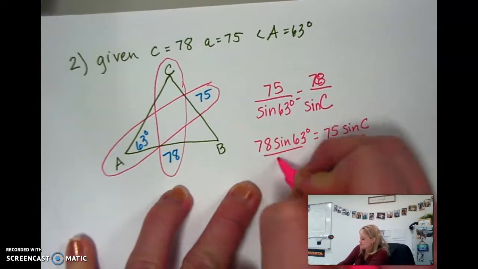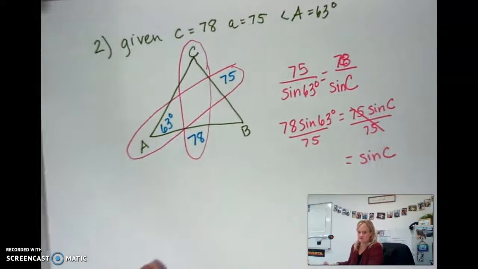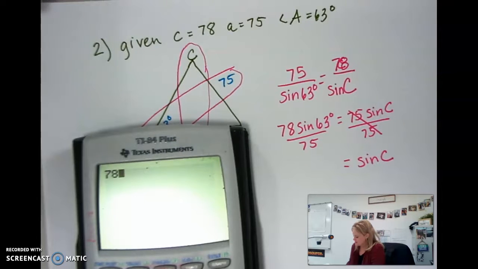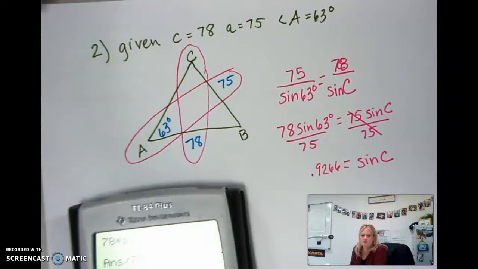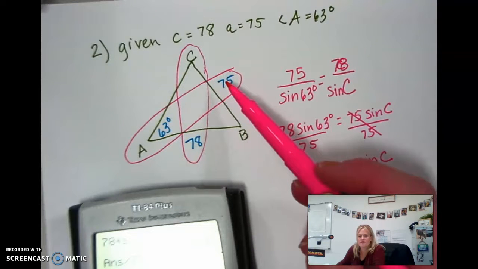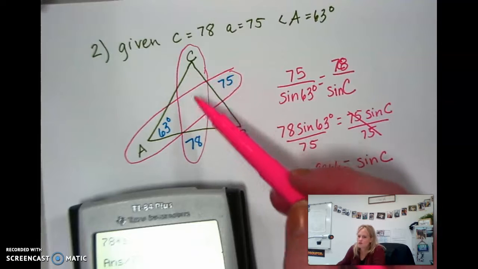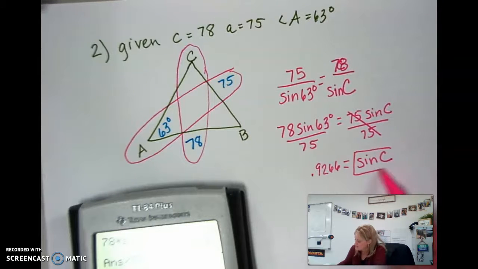And I'm going to divide both sides by 75, and I'm going to be left with the sine of C. So 78 times the sine of 63, then divide by 75, and I get 0.9266. Well, that doesn't really make sense, does it? Does it make sense that this was a 63 degree angle and it opens up to 75 feet? This should be pretty close to 63 degrees also, and I got 0.9266. Well, that's what the sine of the angle is equal to. We need to know the angle.